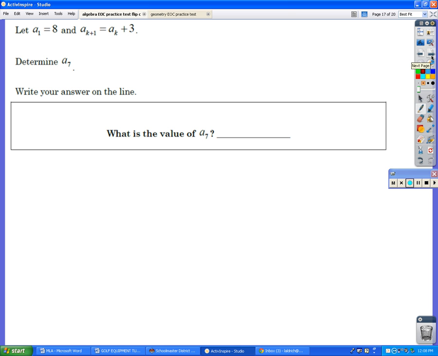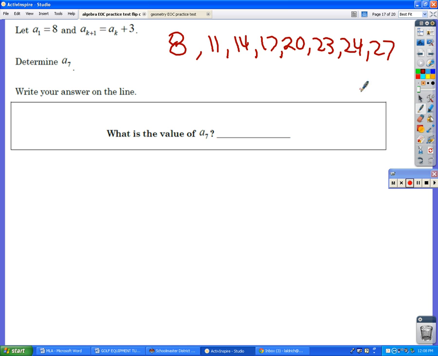Okay, next one. Crazy notation. But all they're saying is A1 equals 8. So start at 8. And then what do you do? No, not times it. It doesn't say times 3. It says plus 3. So add 3. So 11, 14, 17, 20, 23, 26. Okay, so the seventh one is 26.